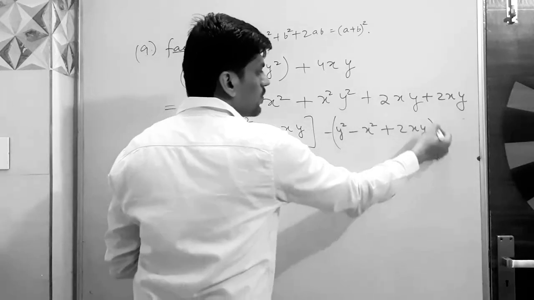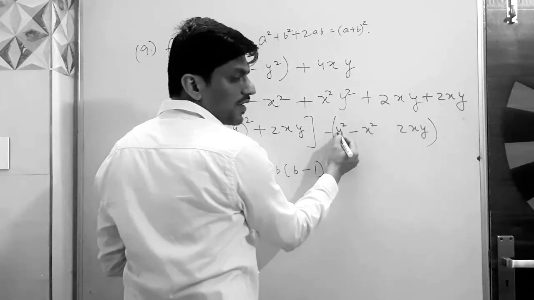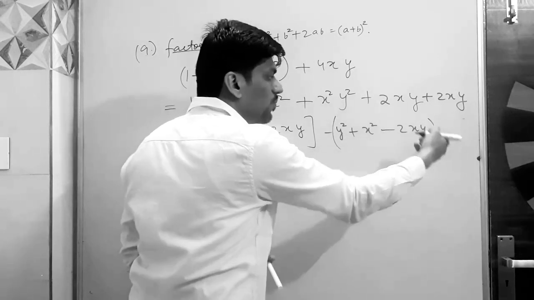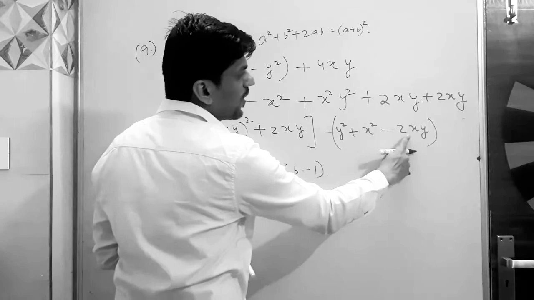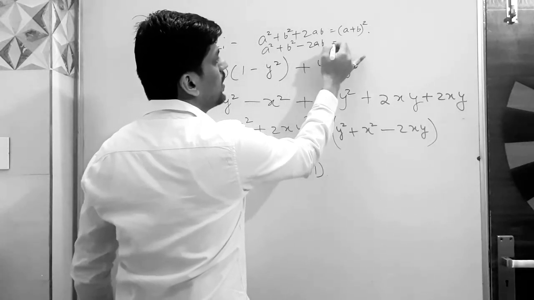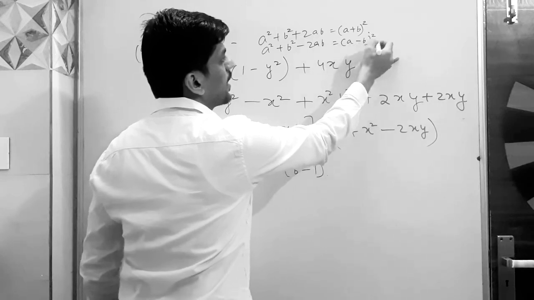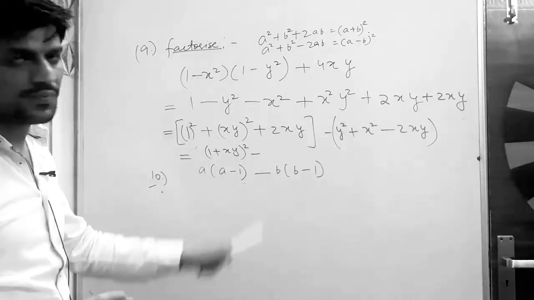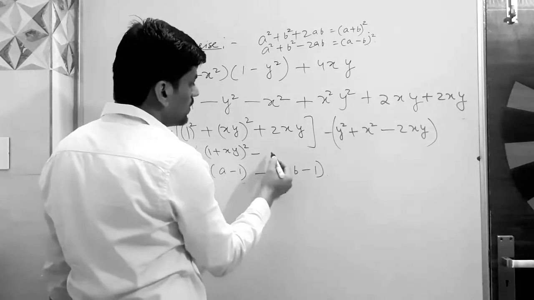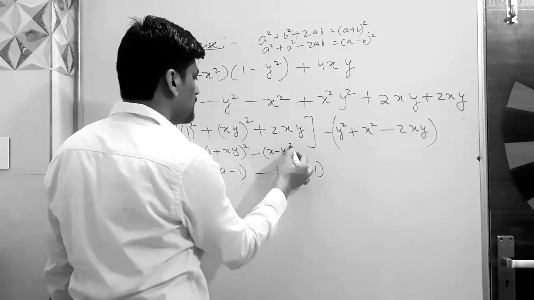If you take minus common from these three terms, y square was negative, it will become positive. This will become positive, and this was positive, now becomes negative. So a square plus b square minus 2ab. The only difference in the identity is a negative sign in between a and b. So now it will be x minus y whole square or y minus x whole square. It means the same thing.